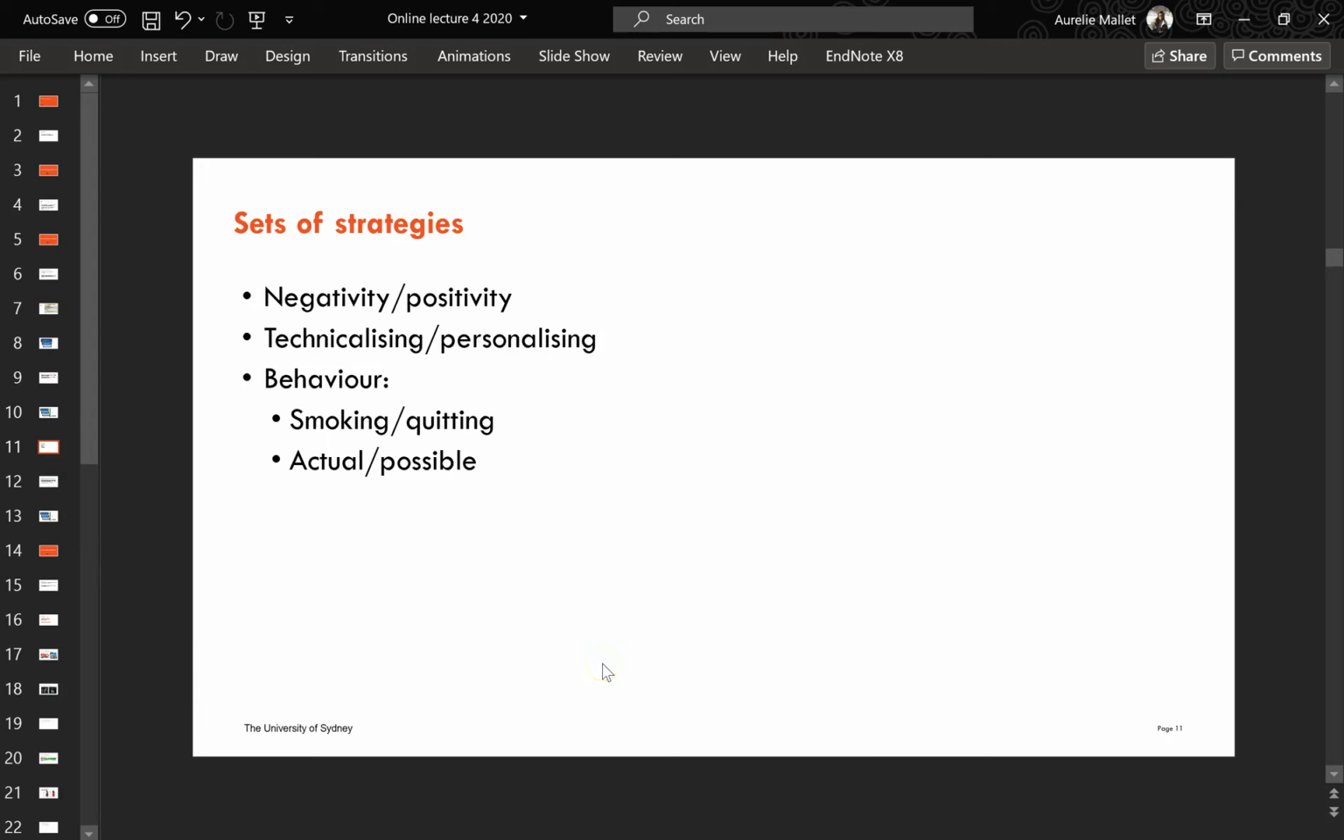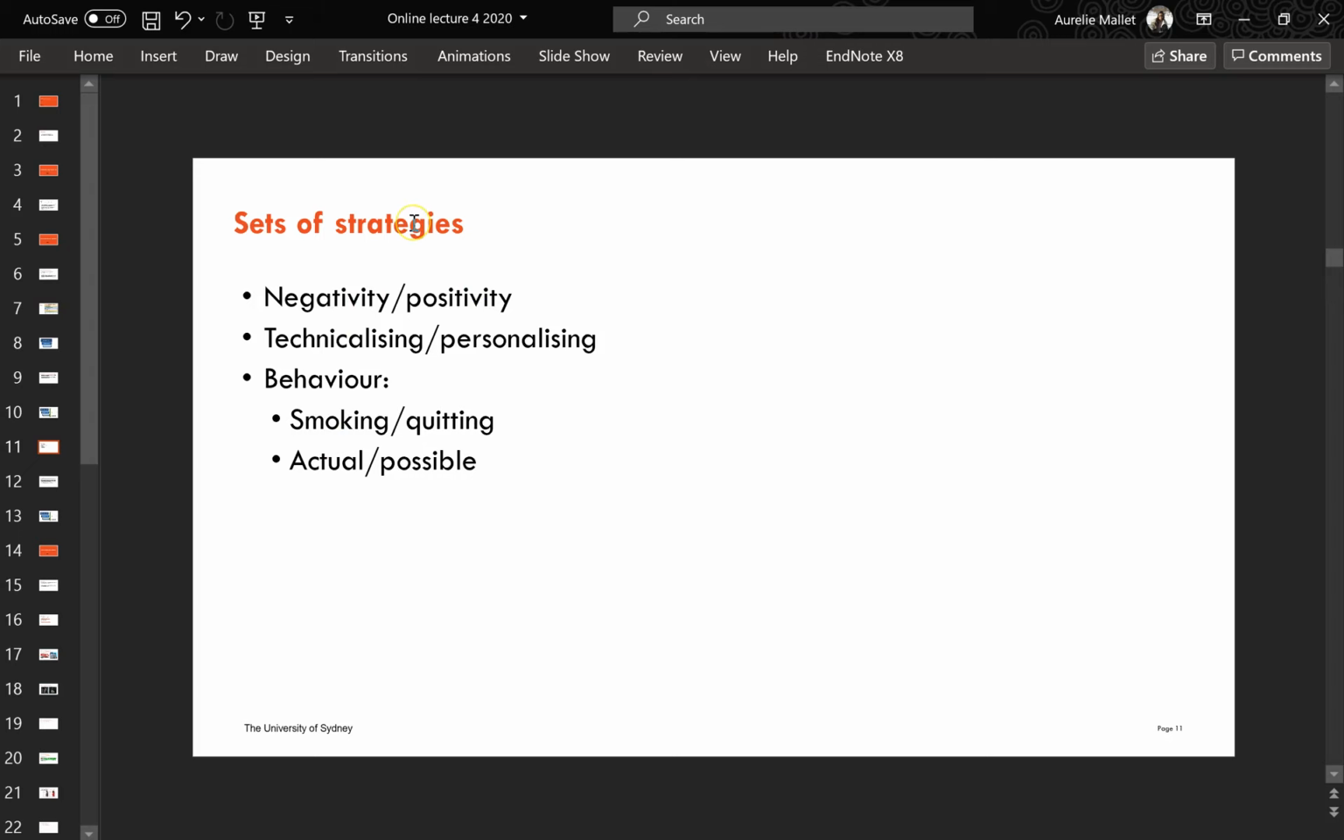So they are a set of contrasting strategies. So negativity, positivity, technicalising, personalising, and then the third one is behaviour. And there are 2 subsets of behavior. So campaigns that look at smoking versus campaigns that look at quitting, campaigns that focus on an actual behavior, on what you are actually doing, and campaigns that focus on a possible behavior, so something that you could be doing.